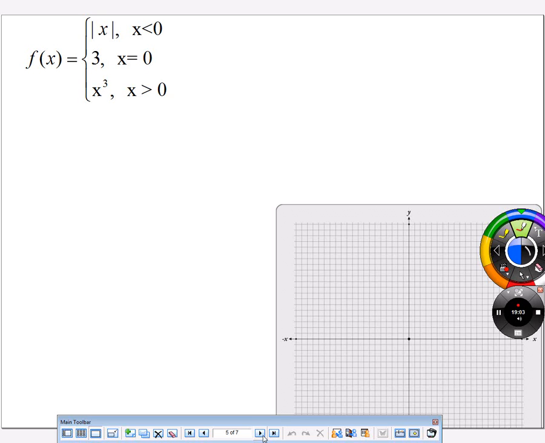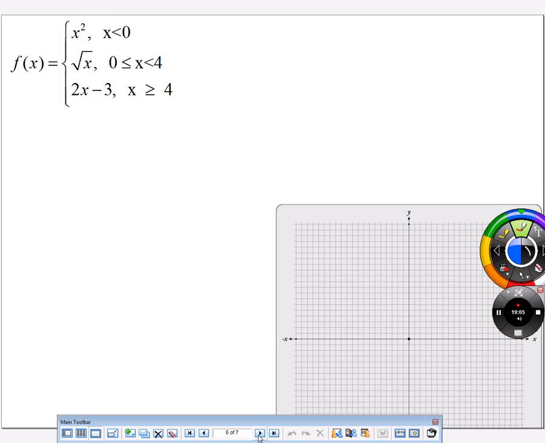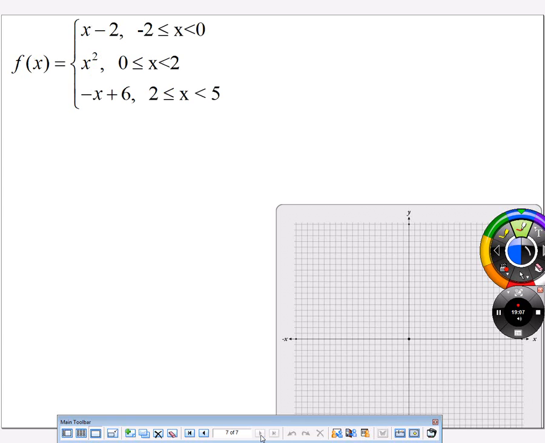Let me see if I want to do this one or a different one. Okay, let's do this last one. Okay, how many pieces? 3. What types of functions are they? First piece, linear. Where does this piece exist?